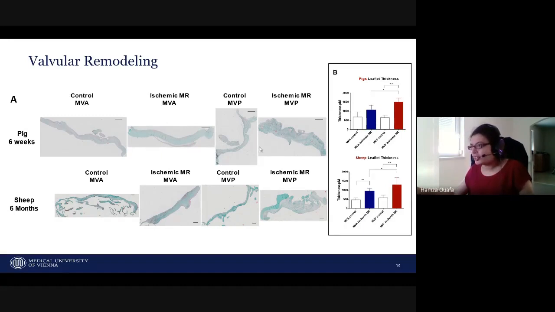This was after 6 weeks, and you can see the numbers here. That was really nice and interesting. After 6 months, not only the posterior leaflet was thicker, but also the anterior leaflet was thicker compared to the control groups, which was interesting.